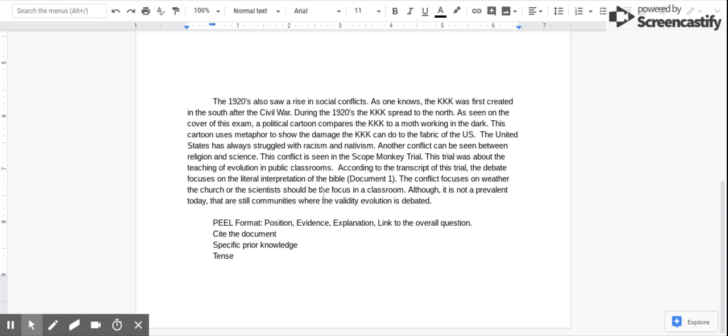The conflict focuses on whether the church or the science should be the focus of the classroom. And then I went ahead and I summarized it again because sometimes it's easier to just kind of double down on that. And again, I have gone ahead and linked this information to the overall question.